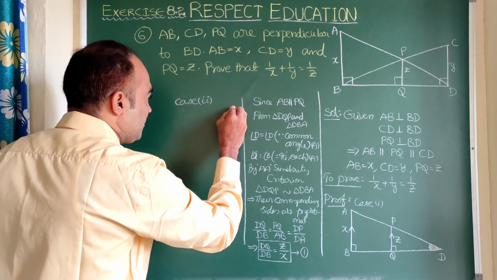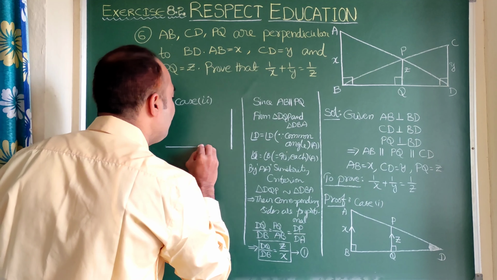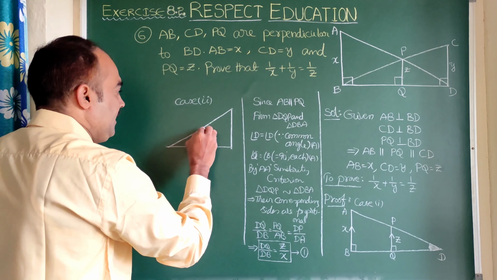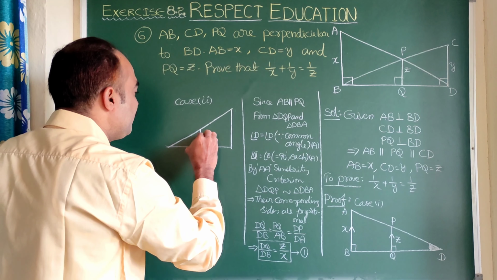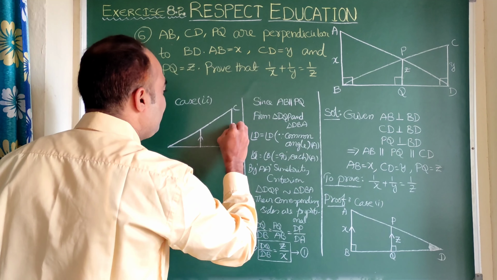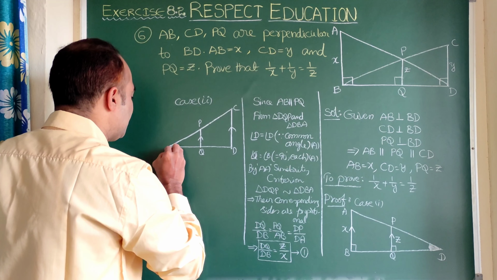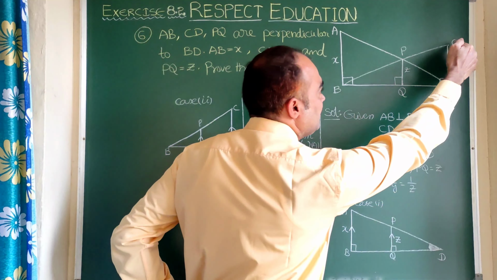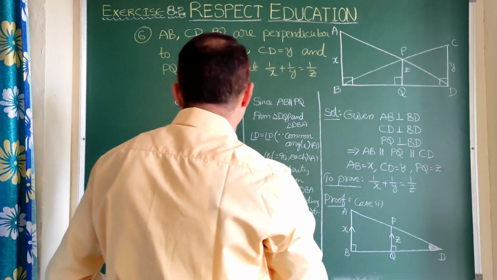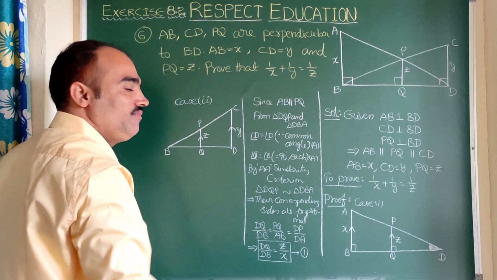So here I would like to take the triangle CDB, in which PQ is parallel to CD. Here it is PQ and here B comes. See here I have taken CDB, in which PQ is parallel to CD. Here PQ is given as Z and CD is given as Y.